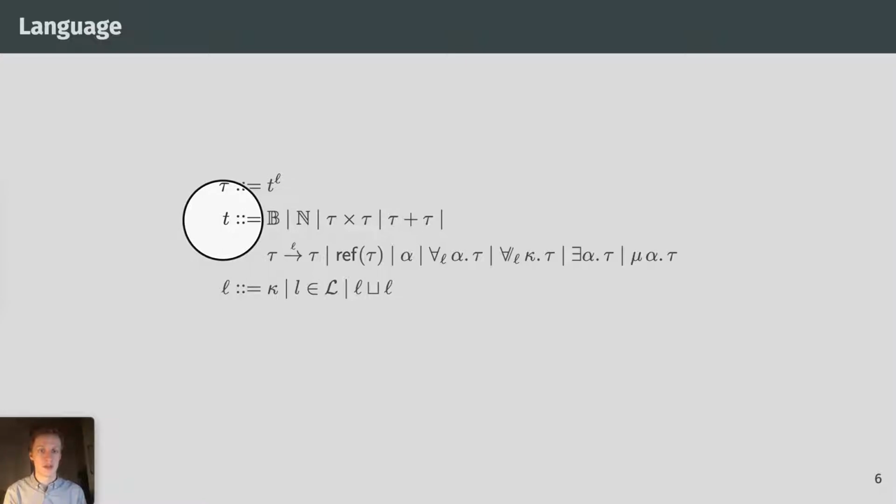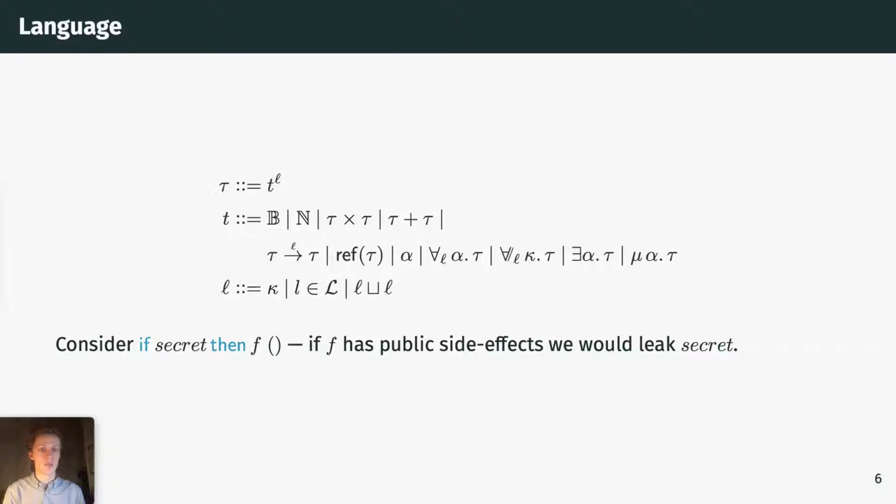The unlabeled types contain booleans, natural numbers, products, and sums, as you expect, as well as a type of higher-order functions. Our type of higher-order functions is annotated with a label that we call a latent effect label. The reason is that when we, in some context that depends on the secret information, decide to invoke a function f, then it's important that the function f does not have public side effects, because otherwise we would be leaking secrets. That could be, for example, writing to a public reference.